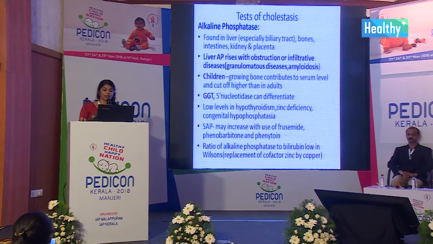Alkaline phosphatase is found in liver, bones, kidney, and placenta. Liver alkaline phosphatase rises with obstruction or infiltrative diseases. In children, because of the growing bone, alkaline phosphatase may not be very indicative of obstruction. In that case, a GGT and a 5' nucleotidase can differentiate.